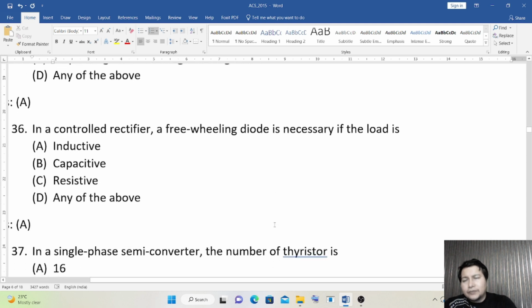Question 36. In a controlled rectifier a freewheeling diode is necessary if the load is inductive, capacitive, resistive, any of the above. This we all know: it is inductive, because charge accumulates, and if there is a freewheeling diode, it discharges.